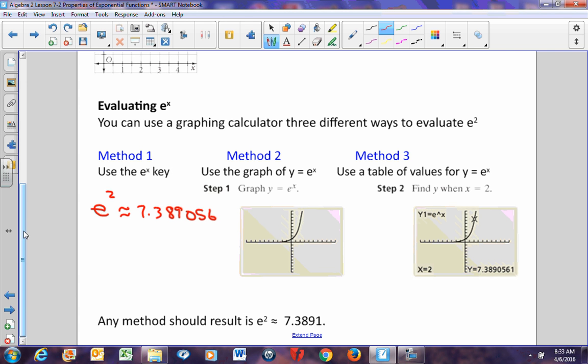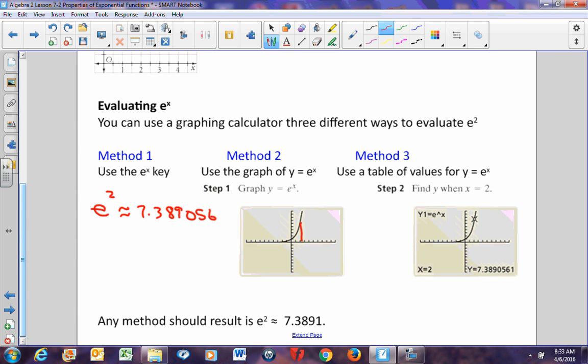If I put in my function e to the x power, that's what you put in the calculator, you're going to get a graph that looks similar to this. Then you're going to figure out where 2 is, and you're going to have it intersect. So you're going to go up your graph, have it intersect where 2 is, and try to read that off your graph, or try to get your graph to read it for you.